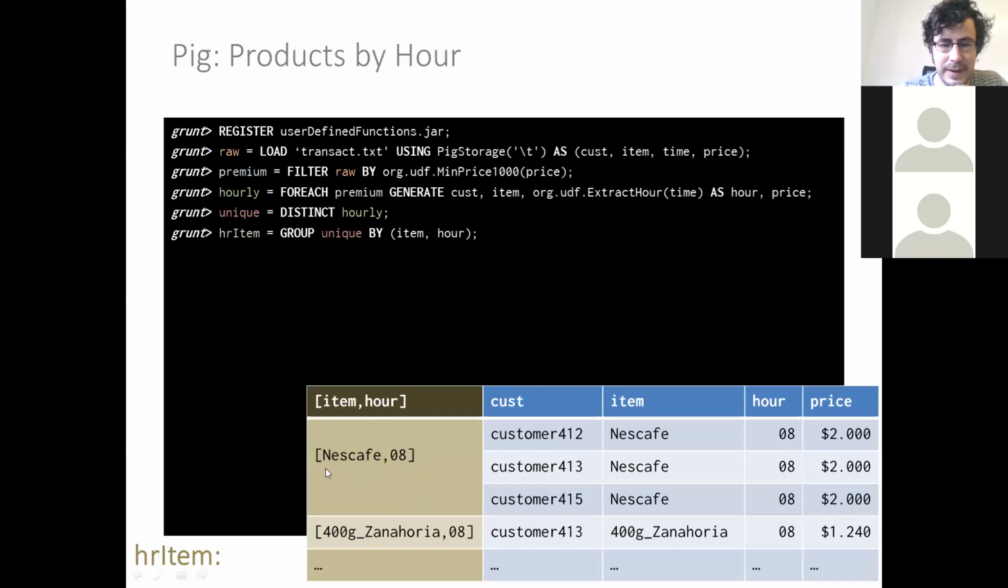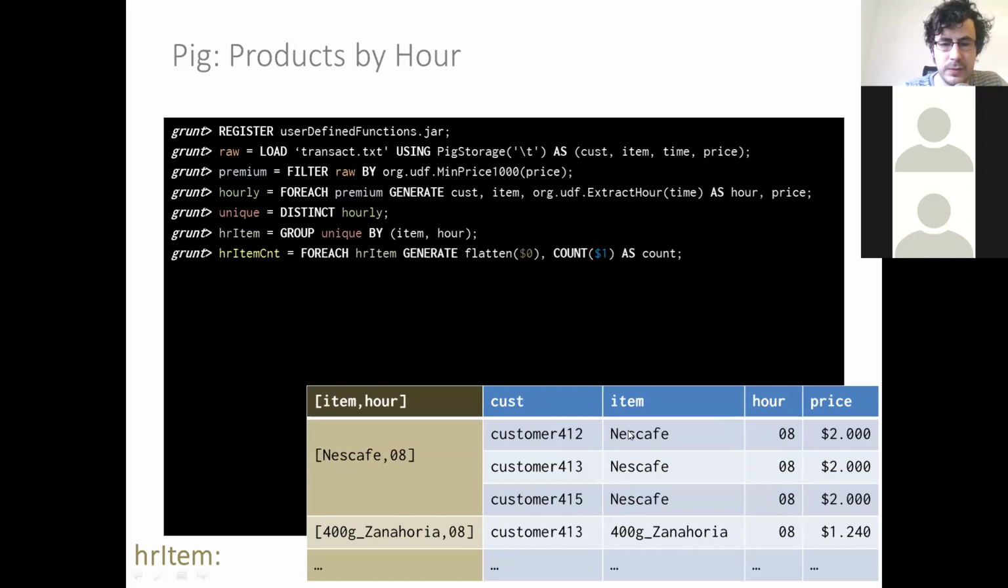So here we have the group key, which is item hour, and then we have all the tuples that have item equals Nescafe and hour equals 8. So essentially we get grouped here all of the tuples associated with this group key, okay? And then we have the next group key, which is 400 grams of carrots bought at 8 in the morning, and so on for all the keys. So essentially we're grouping all of the tuples according to their item and hour in which they were purchased.